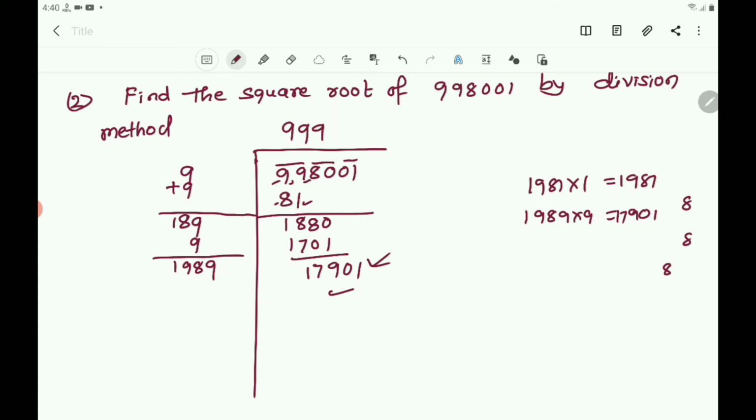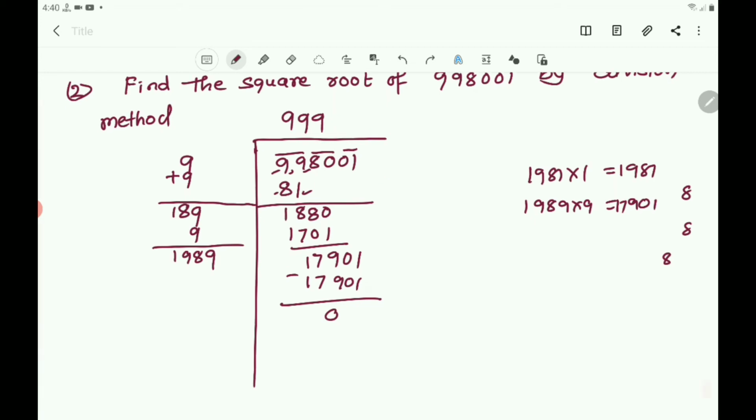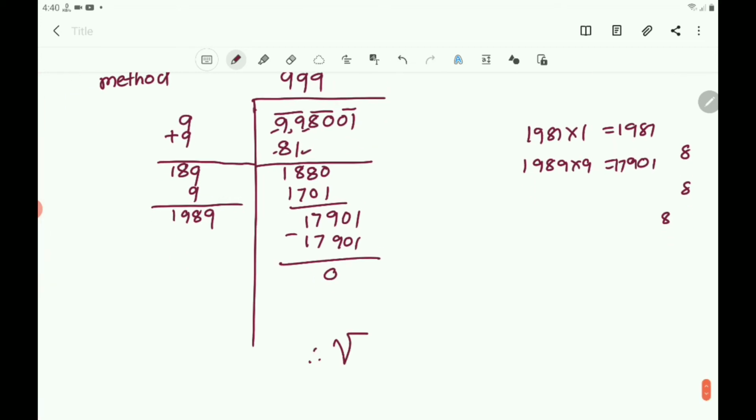So what you have to put? 9. 1989 into 9 equals what? 17,901. So if you subtract it, you will get 0. Then you can write the square root of this is this one. Therefore you write square root of 998001 equals what? 999.